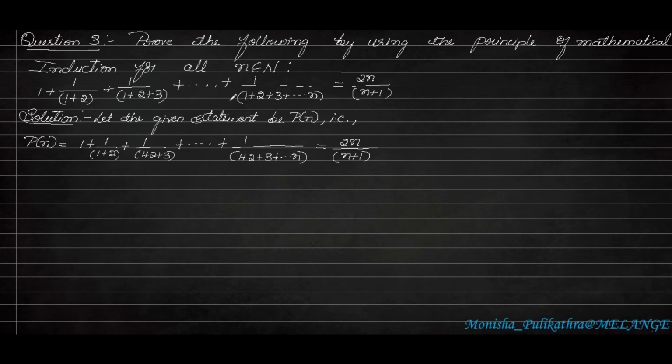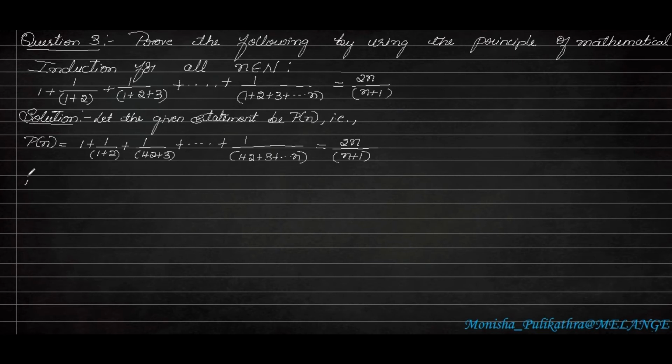Let us move on to the third question. It is also same as that of the previous one, but a little bit trickier. So here the question is 1 plus 1 by 1 plus 2 plus 1 by 1 plus 2 plus 3 etc. up to 1 by 1 plus 2 plus 3 up to n is equal to 2n by n plus 1. So what we have to do in the first step is to let the given statement be P of n. So this whole statement is now equal to P of n. We once again have to write the same question, whereas the prefix should be P of n. So this is the first segment of it.